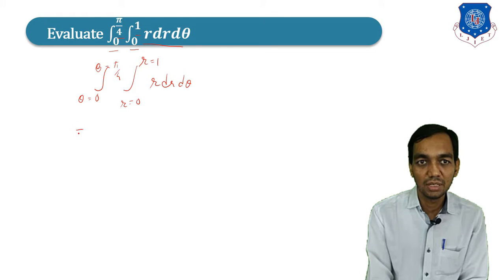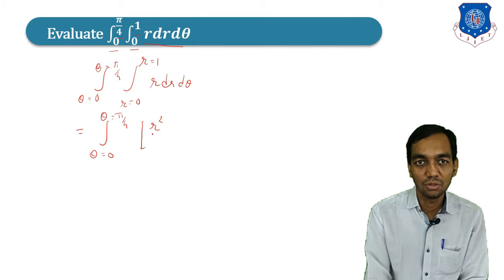Now first you have to integrate with respect to r, so theta remains as it is, theta is equal to 0 to theta is equal to pi by 4. Integration of r is r square upon 2, and if you put the limits, the limits are 0 to 1. Correct? Now substitute the upper limit and lower limit. So theta is now from 0 to pi by 4, and putting the limit, you will get 1 by 2 minus 0 d theta.